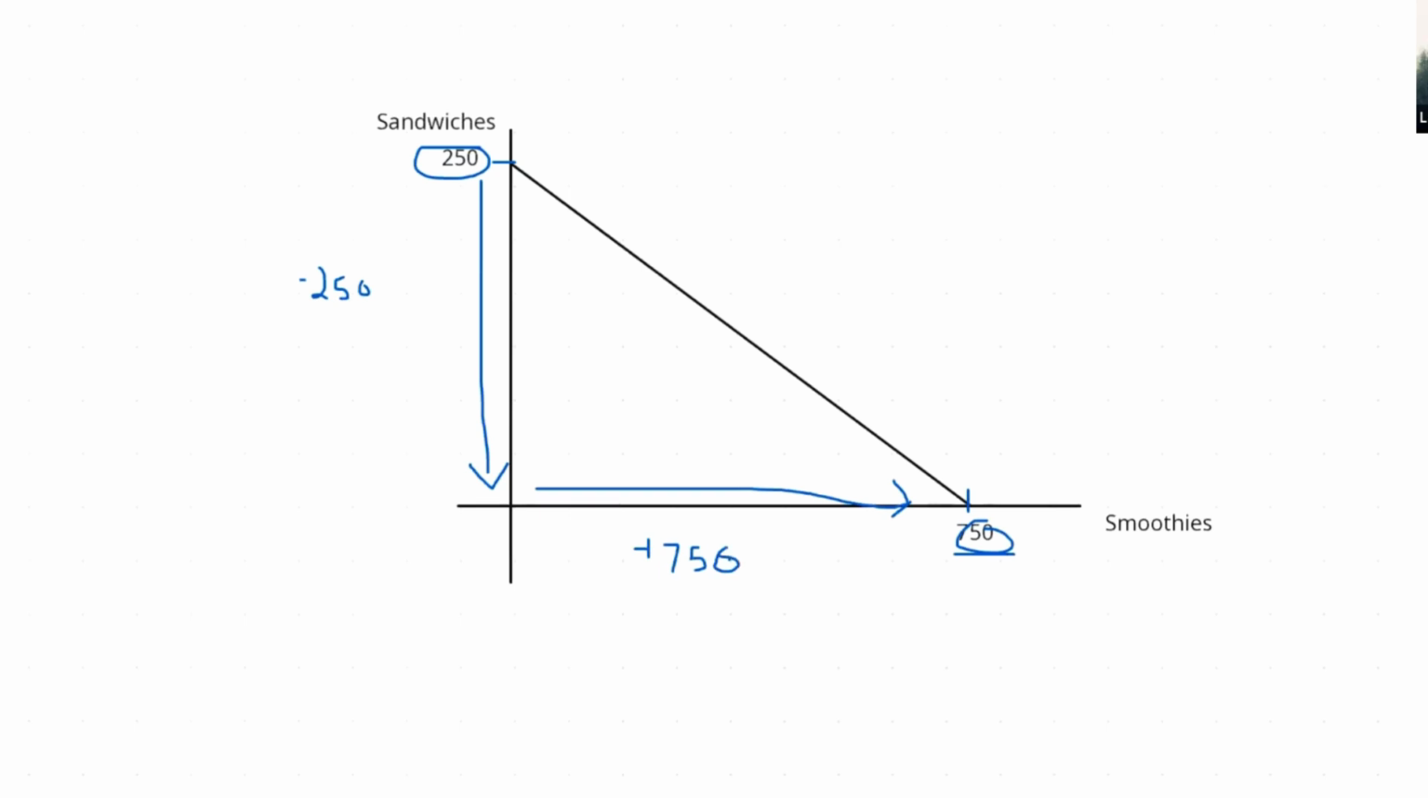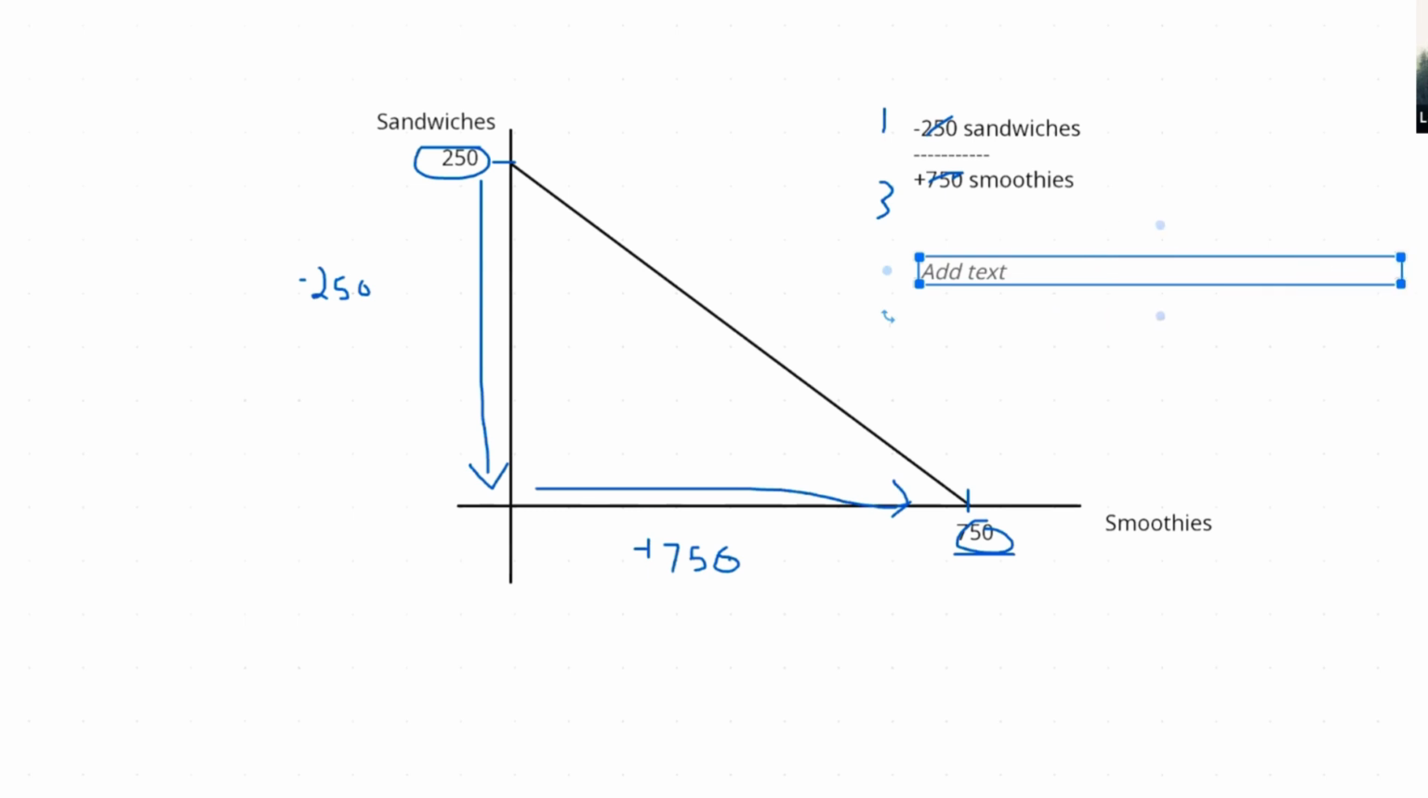So when we plug this in, we give up 250 sandwiches, we gain 750 smoothies. If we break this down, 250 over 750 breaks down to 1/3. So the actual interpretation of this is, in order to gain 3 smoothies, you must give up 1 sandwich.